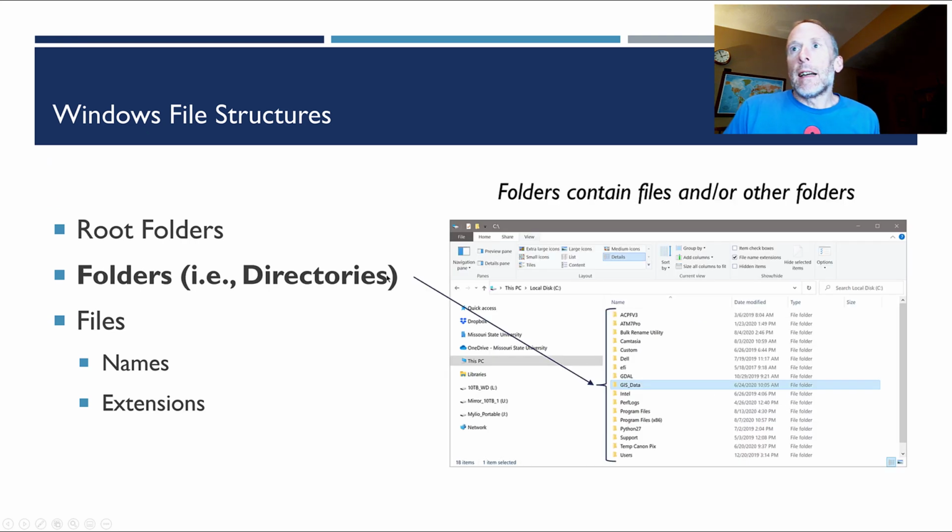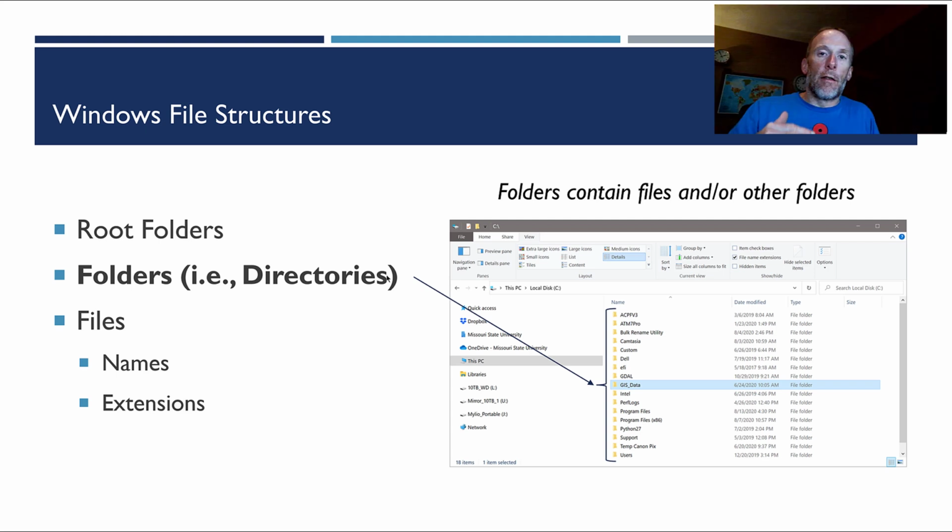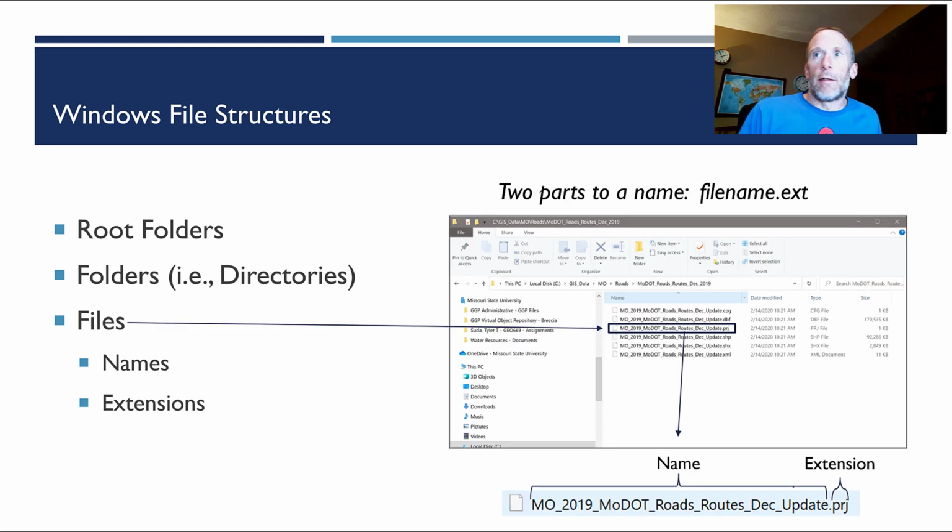Alright, next, in Windows you can have what are called directories, or folders is the more common name for those. Folders can store files and other folders. So we can have a nested level of folders within folders within folders. And then the next level down would be a file, an individual file, like you would save a Word document or Excel document or a GIS document.